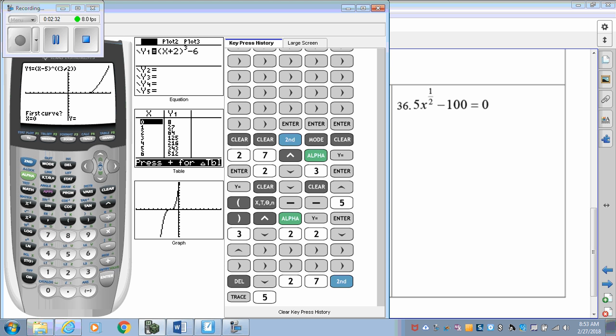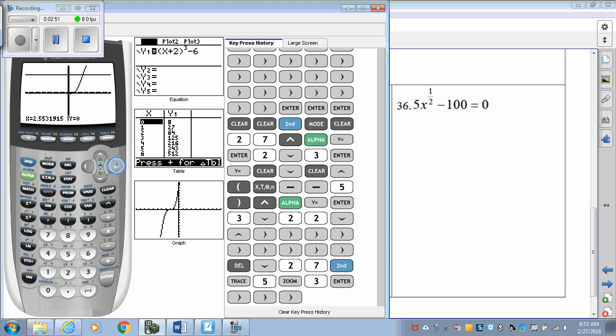And I don't see my 27. My 27 is off the chart, so I can't see it. I'm going to have to zoom out. So I'll do zoom 3, hit enter. I still can't, oh, there we go, there's my intersection, right?